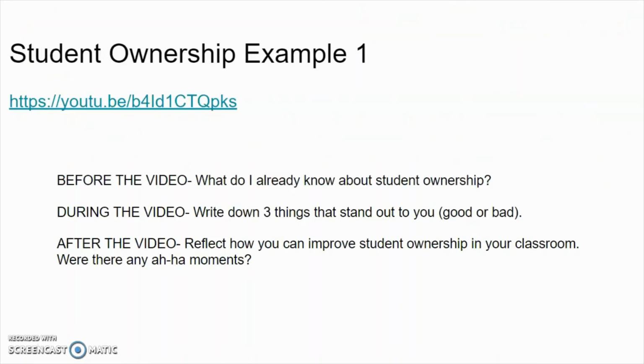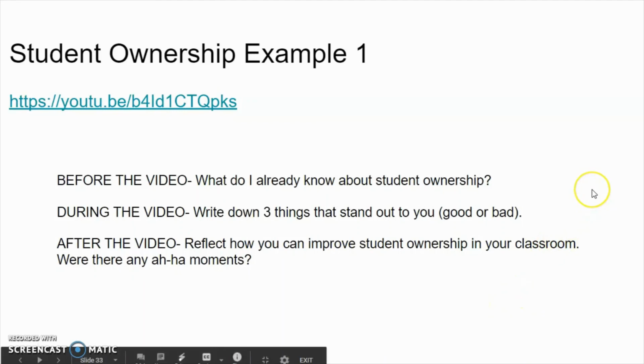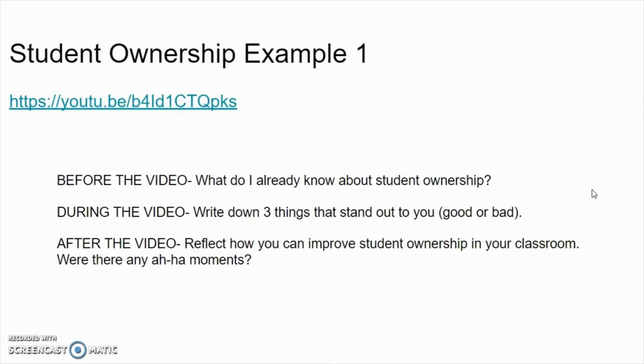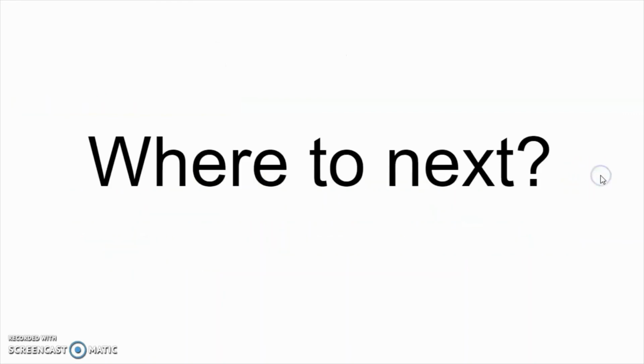The student ownership example. So with this, they actually complete another formative assessment, a little different take, similar to a 3-2-1. But before the video, they're going to write down what they already know about student ownership. During the video, they're going to write 3 things that stand out to them. And then after the video, they're going to reflect on how they can improve student ownership in their classroom and if they had any aha moments. And I believe this one really focuses on providing models to students.